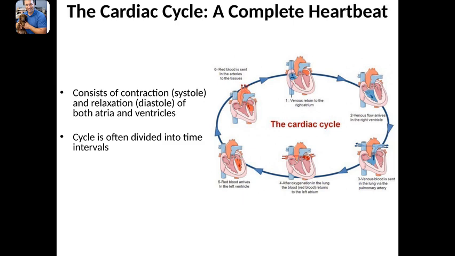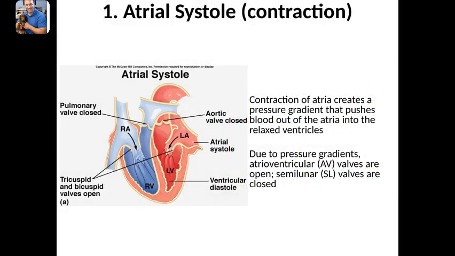Here's the cardiac cycle, so how it's going to occur. We already talked about this, tracing a drop of blood, starting with a venous return, all the deoxygenated blood being dumped into the right atrium. All right, we call this the cardiac cycle. And here are the sequences of it.